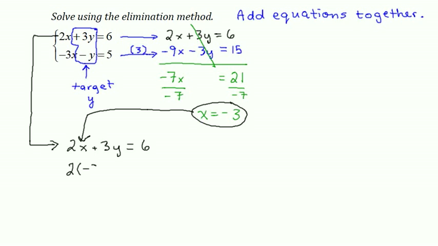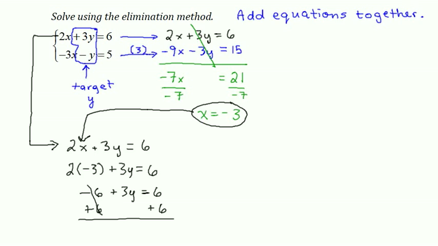So that becomes 2 times negative 3 plus 3y equals 6. Or negative 6 plus 3y equals 6. When I add 6 to both sides in order to move that term over to the right, that becomes 3y equals 12. And I divide both sides by 3 to get y equals 4, so that my solution ordered pair is negative 3 comma 4.